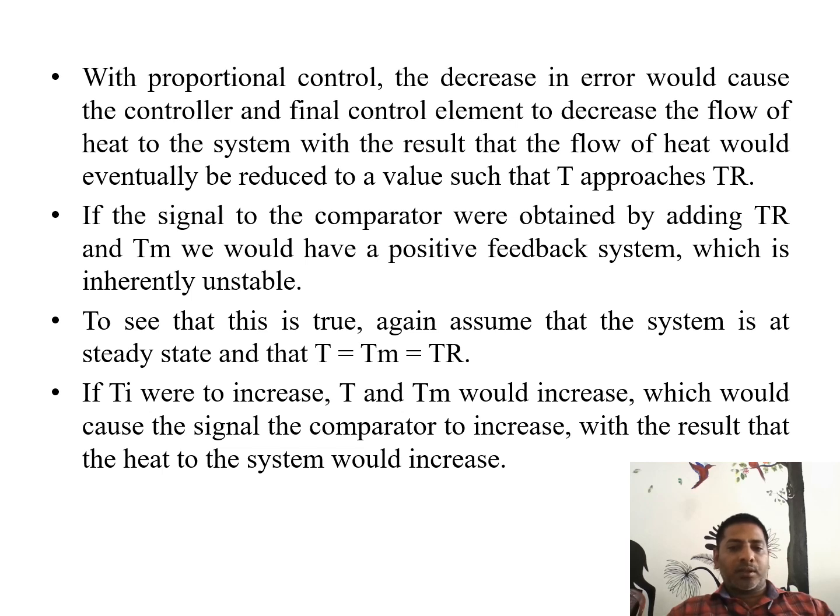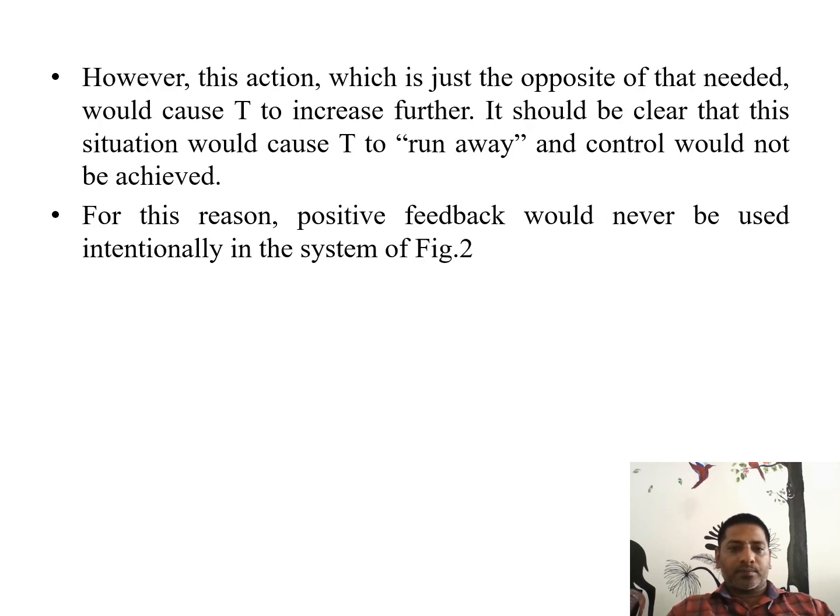Let us note that this is true. Again, assume that the system is at steady state and that T equals TM equals TR. If Ta were to increase, T and TM would increase, which would cause the signal to the comparator to increase, with the result that the heat to the system would increase. However, this action, which is just the opposite of what is needed, would cause T to increase further. It should be clear that this situation would cause T to run away and control could not be achieved. For this reason, positive feedback could never be used in the system of Figure 2, the block diagram.